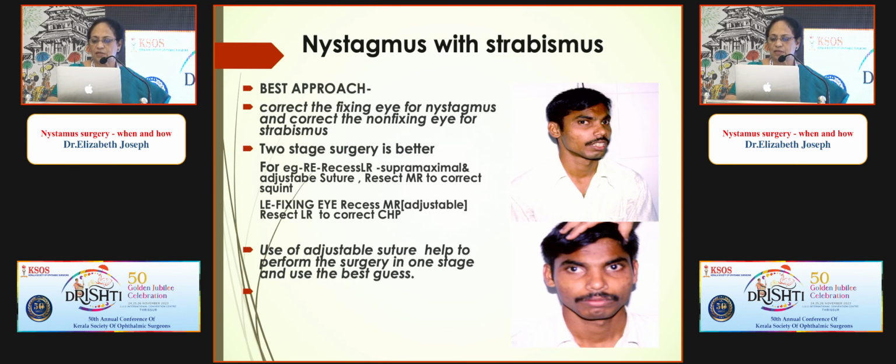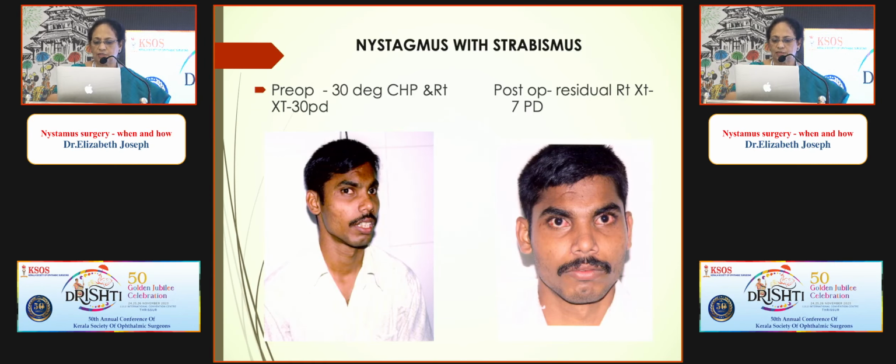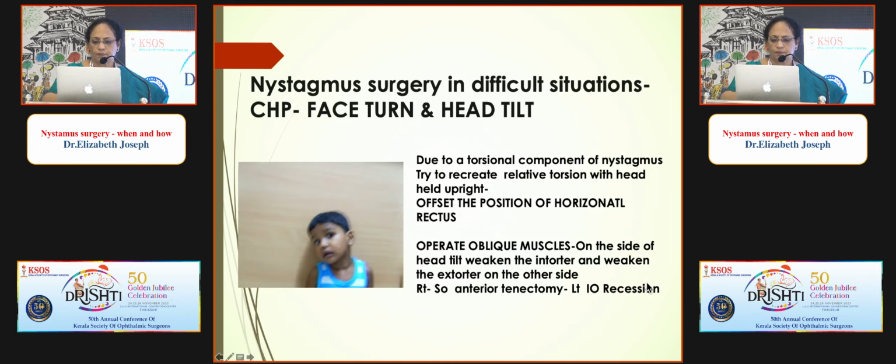If the nystagmus is associated with a strabismus, see, this patient has got a face turn, and in the primary position the right eye is divergent. Now the principle is, first you correct the nystagmus in the fixing eye and correct the strabismus in the strabismic eye as two stages, or you use an adjustable suture in a single stage. See this patient, the face turn, and after nystagmus surgery, you can see that the squint is corrected, the face turn is gone.